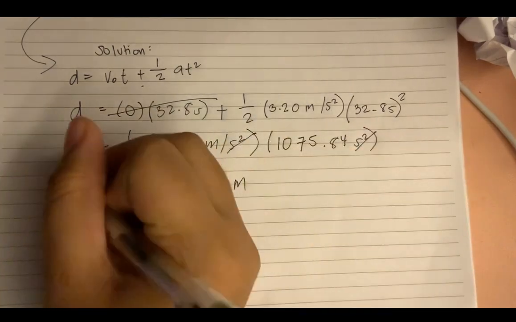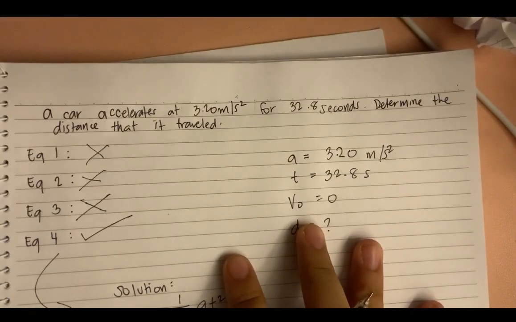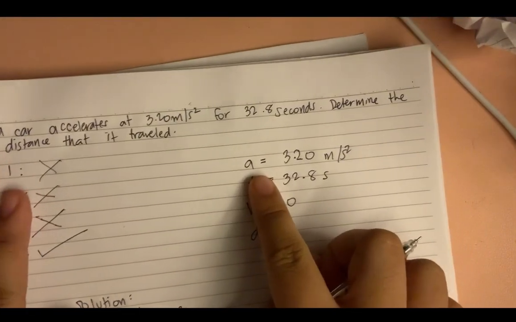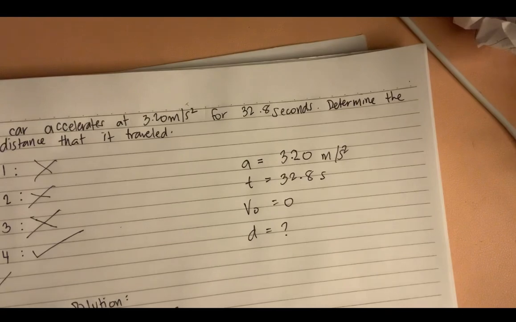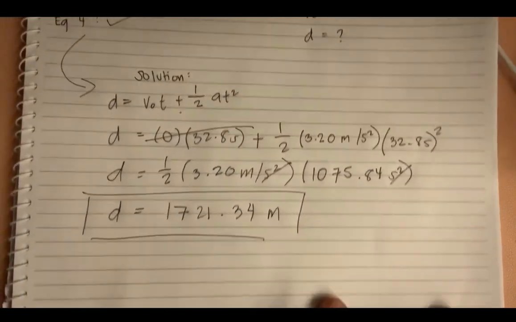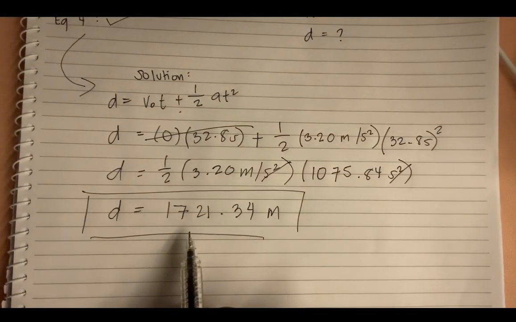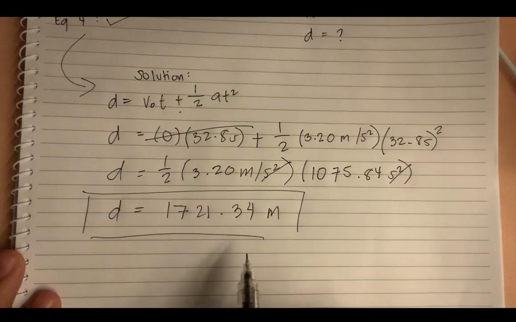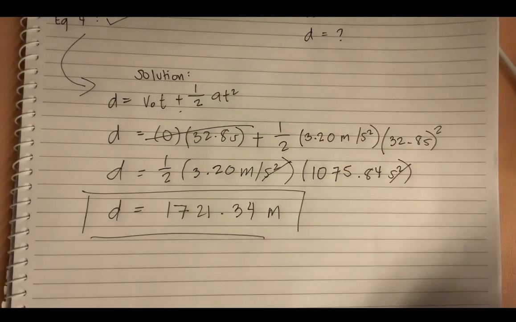Our final answer will become 1,721.34 meters. So that means that from our question, what is the distance that the car traveled, the answer is 1,721.34 meters.